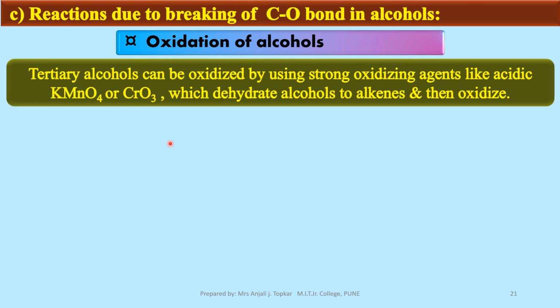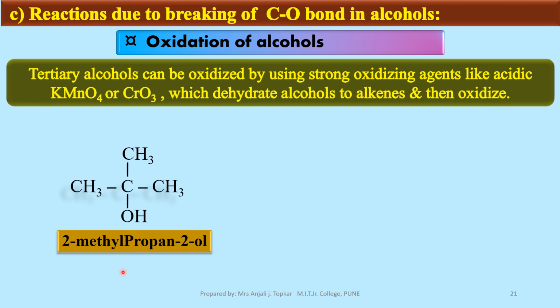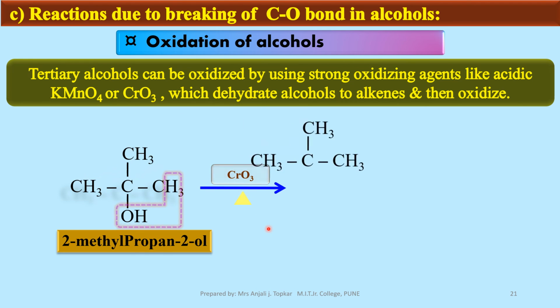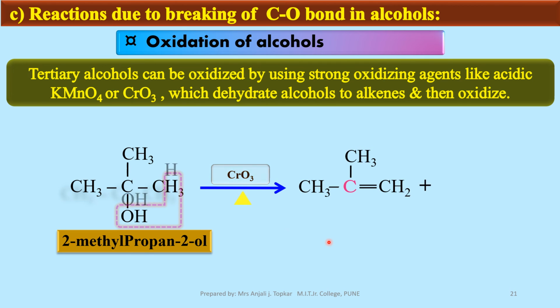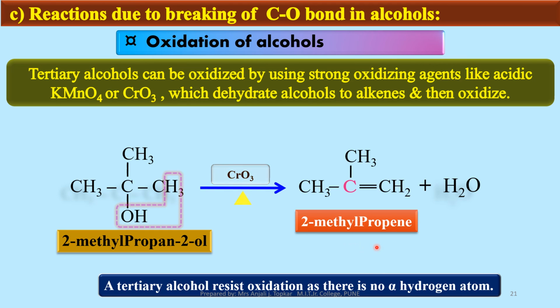Let's see oxidation of tertiary alcohols. Tertiary alcohols can be oxidized by using strong oxidizing agents like acidic potassium permanganate or CrO3, which dehydrate alcohols to alkenes and then oxidize. Here is the reaction. 2-methylpropan-2-ol, which is a tertiary alcohol, undergoes oxidation in the presence of CrO3 to form alkene, that is 2-methylpropene. Tertiary alcohols resist oxidation as there is no alpha hydrogen atom.